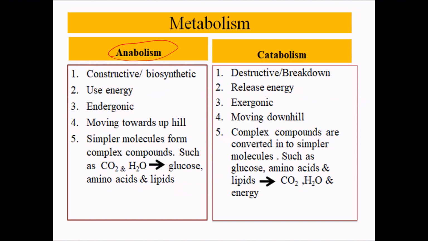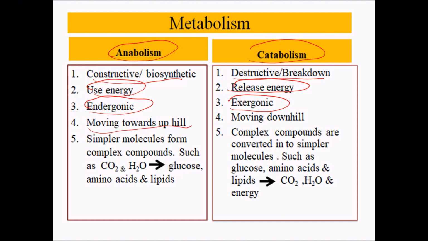Metabolism, anabolism and catabolism. Anabolism is constructive, biosynthetic; catabolism is destructive, breakdown. Anabolism uses energy, catabolism releases energy. Anabolism is endergonic, catabolism is exergonic. Anabolism is like moving uphill, you are going up using energy. In anabolism, simple molecules form the complex compound, such as carbon dioxide and water molecules. They combine with the use of energy to make glucose, amino acids, or lipid molecules. On the other hand, complex compounds such as glucose, amino acids and lipids are converted into simple molecules. They are broken down into carbon dioxide, water, and energy. Here the energy is released. There the energy is used.